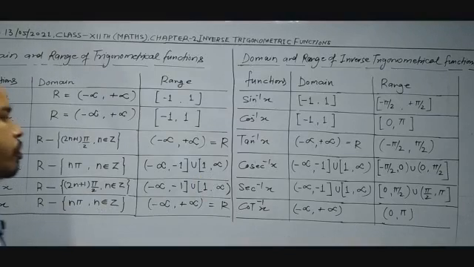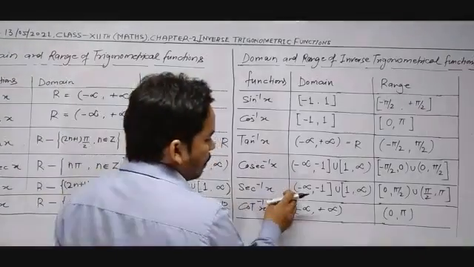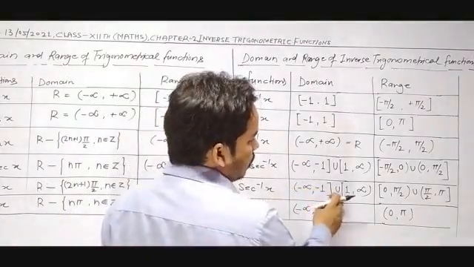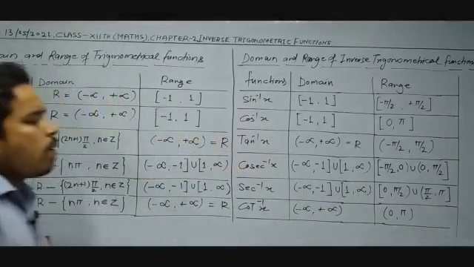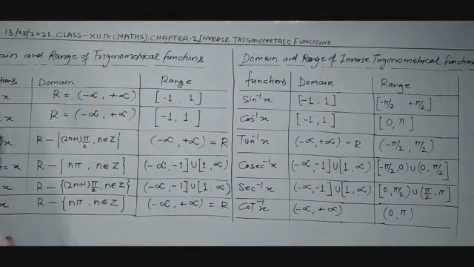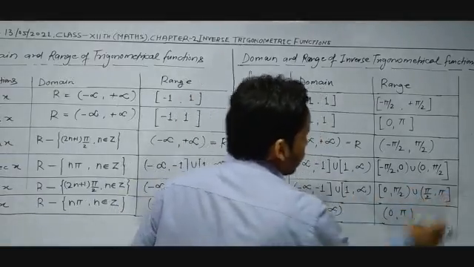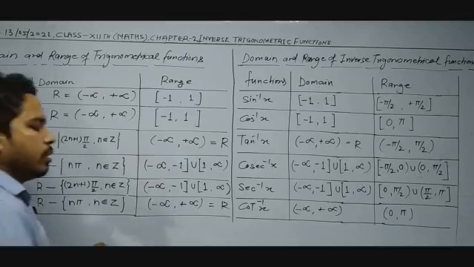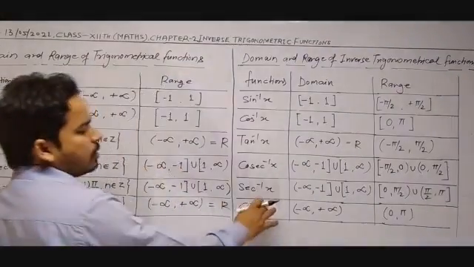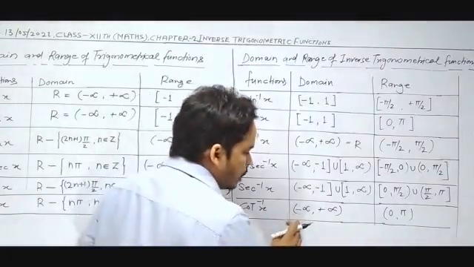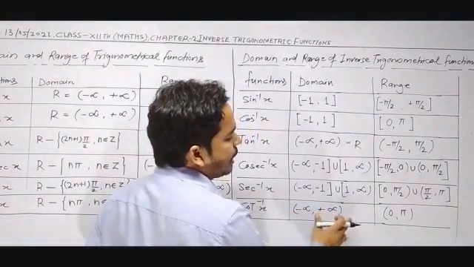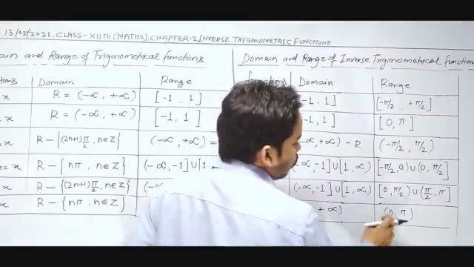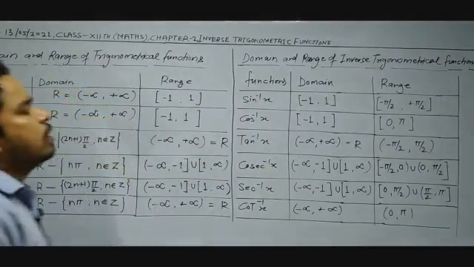Now see, the domain of sec inverse x is from minus infinity to minus 1 union 1 to infinity, and the range is 0 to π/2 and π/2 to π. You can see this in the graph of sec inverse x. Similarly, cot inverse x: its domain is minus infinity to plus infinity in open intervals, that is the real numbers, and its range is from 0 to π.